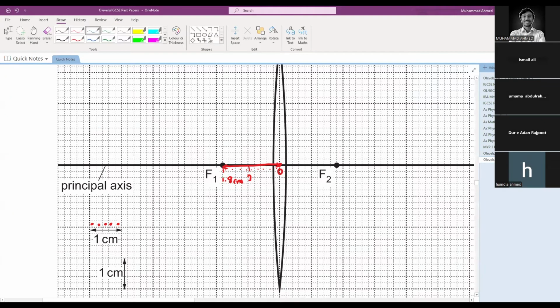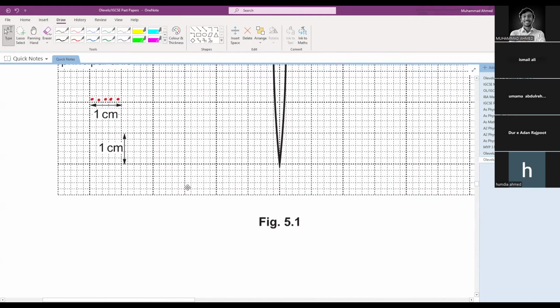This will be 2 centimeter. भाई ये 2 centimeter हो गया. This is 3 centimeter. And height of 2.1, so 2.1 की height will be this. This is your object. Let's mark an arrow like this here. This is your object at a height of 2.1 centimeter at a distance of 3 centimeter away from the lens.